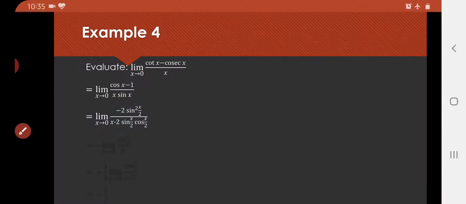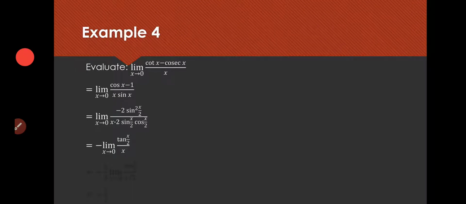Now let us come back. So I can see 2 and 2 get cancelled, sine and sine get cancelled, so I will be left with minus of limit x tends to 0 tan x by 2 by x. Now once again the same idea, whatever I have in the numerator, that same thing must be there in the denominator. So for that I need to multiply by a half, both in the numerator as well as in the denominator. After doing so, limit x tends to 0 tan x by 2 by x by 2 is 1. So your final answer is minus half. Clear?